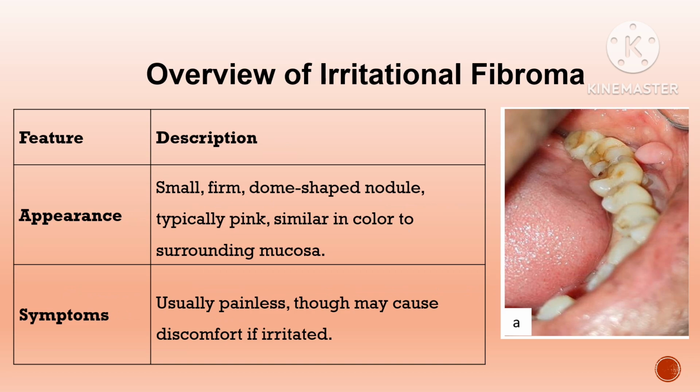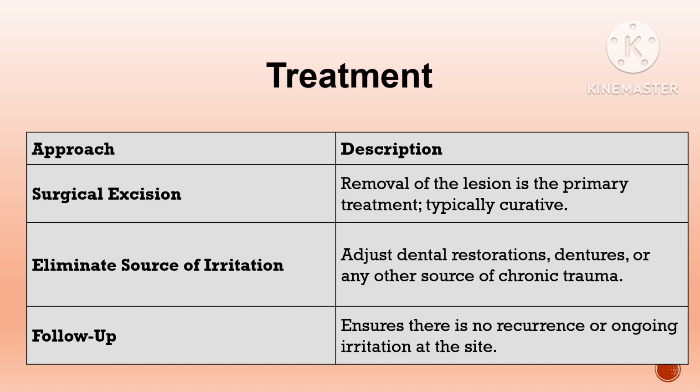Clinically, irritational fibroma appears as a small, firm, dome-shaped nodule, typically pink in color, similar to the color of the surrounding tissue. It usually remains painless, though it may cause discomfort if it is irritated. Excision of the lesion is the primary treatment for fibroma, and typically it is curative. The source of irritation should be eliminated. The patient should be followed up to ensure that there is no recurrence or ongoing irritation at that site.